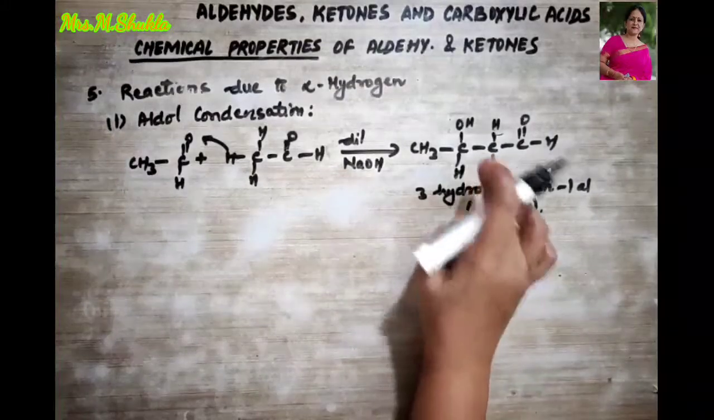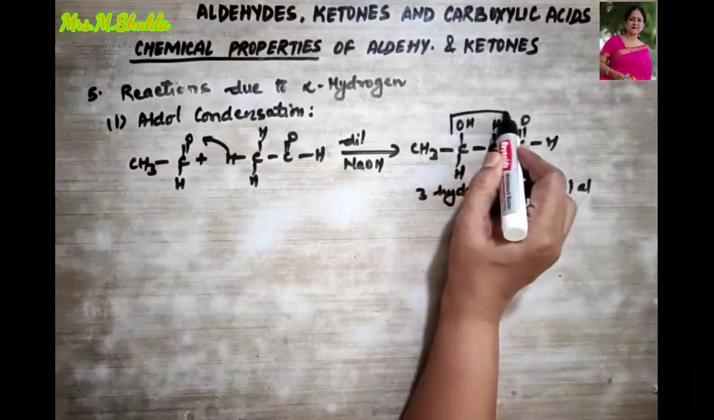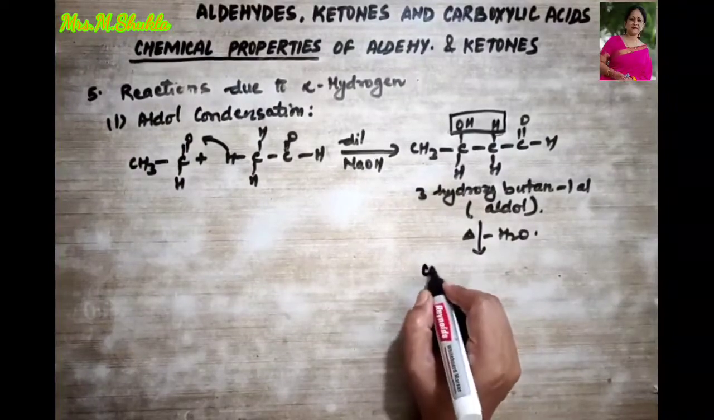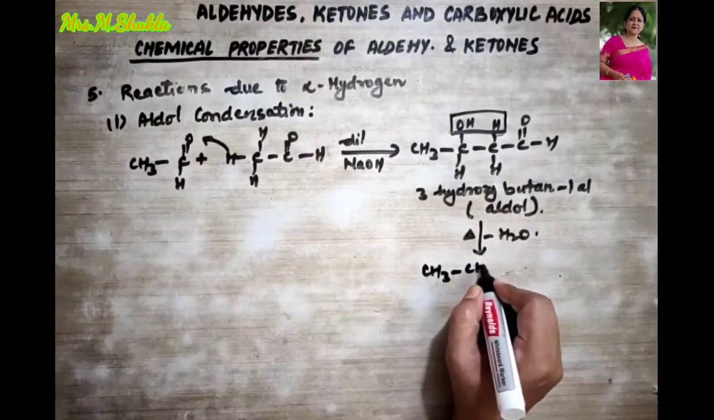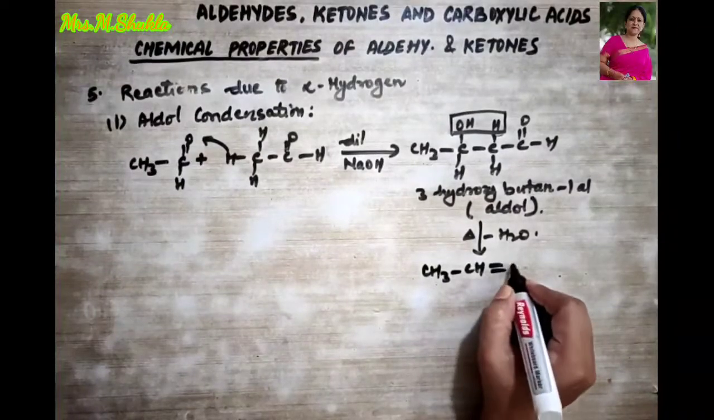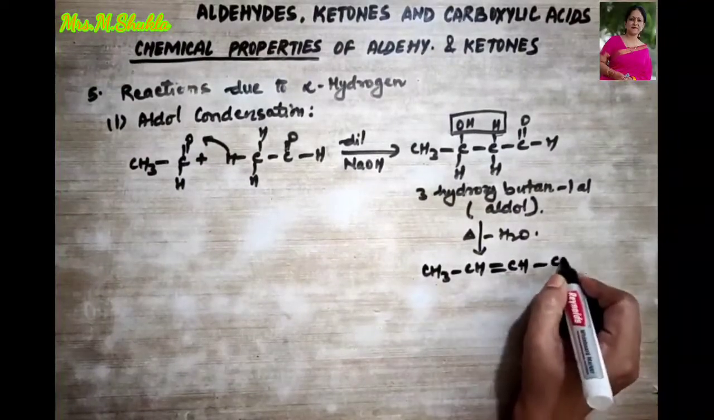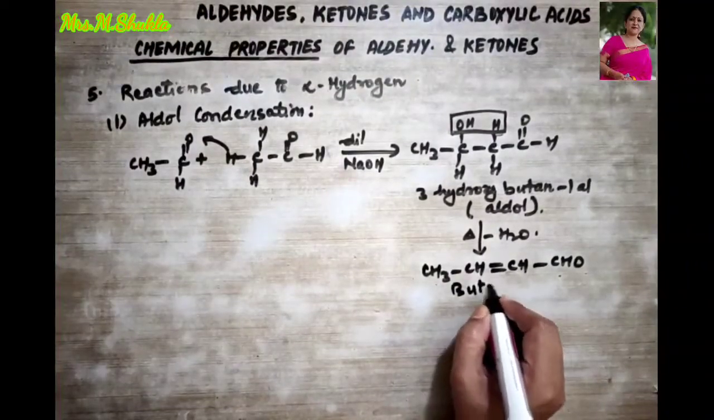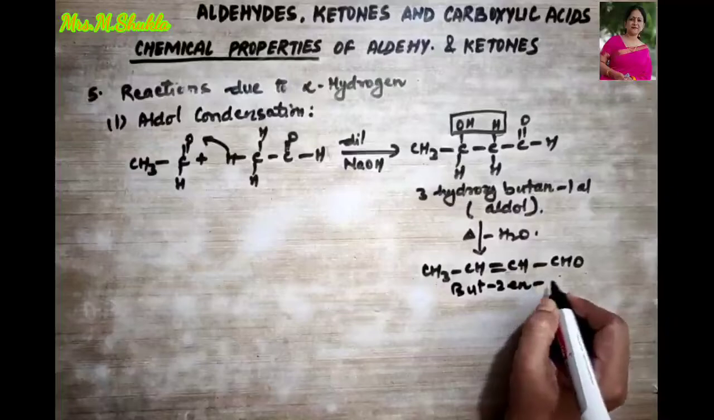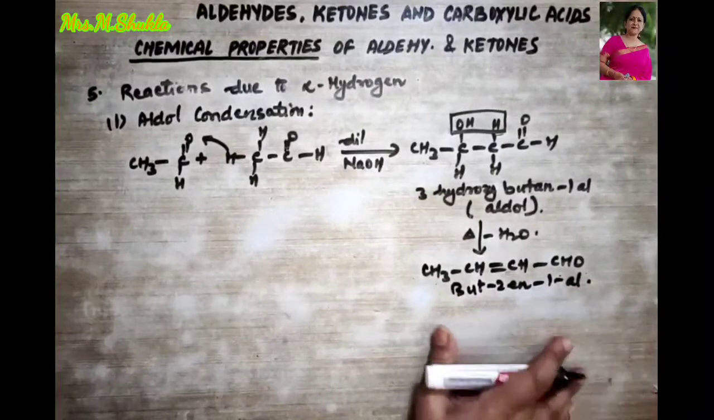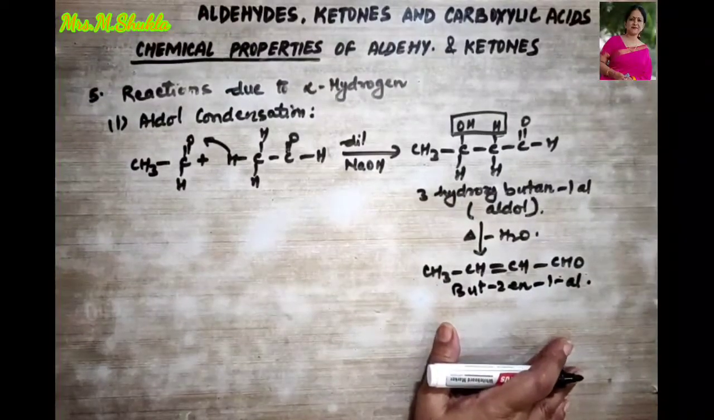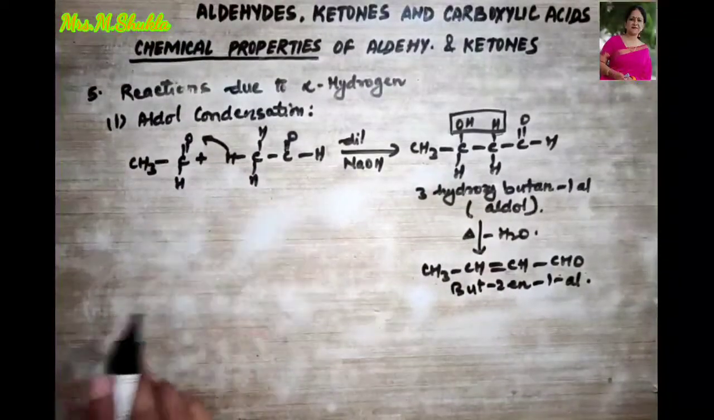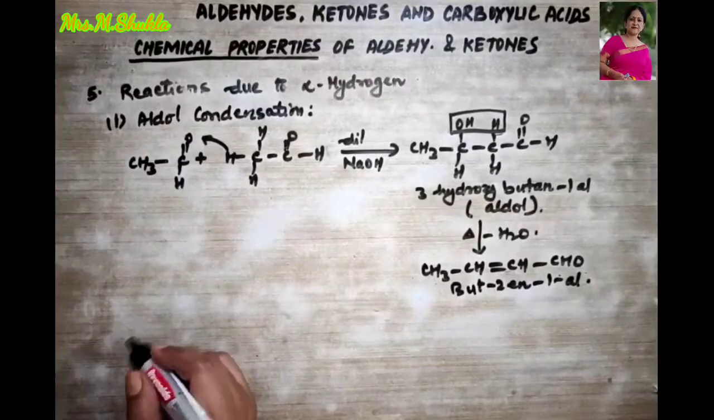So when you remove water from here, what do you get? You will get CH3CH double bond CHCHO. So what is this? This is but-2-en-1-al. Clear? So this is your aldol condensation with respect to aldehydes. Now let's talk about it in terms of ketone.